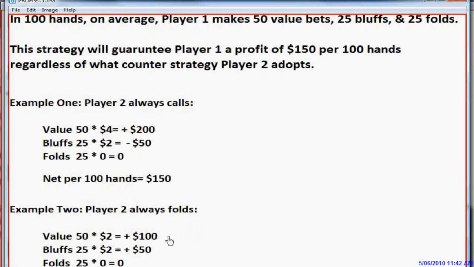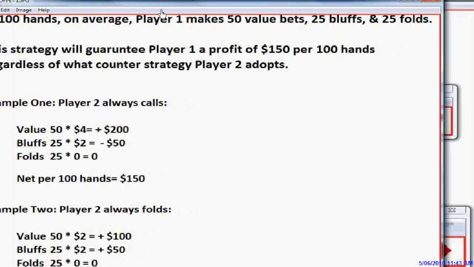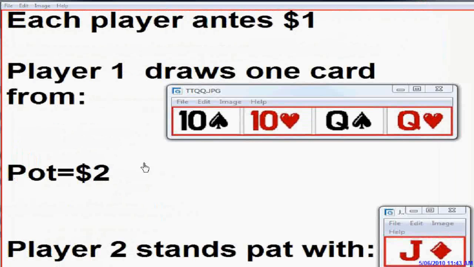We don't make as much on our value bets. All we'll be doing is picking up the antes. But we do that 50 times and we make $100. And now our bluffs are making money. We bluff 25 times. If he folds every time, we pick those up every time. That's $150. And again, we make $150 net per 100 hands, just as we did above, which is a $50 profit after our ante expense. So when we have no read on the opponent, or we think that he can exploit us, we do best by playing optimally, and we can guarantee ourselves that profit.